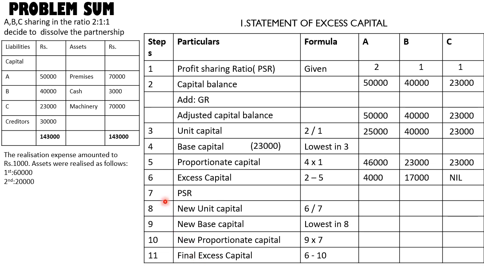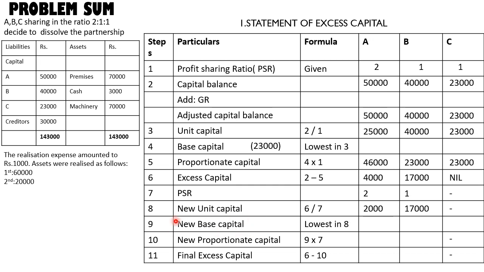Step number 7 is PSR. Now only A and B are available because C is nil. So we'll just note down for A and B. So the ratio is 2:1. For the C column, we'll just note it as nil. New unit capital is step number 6 divided by step number 7. 4,000 divided by 2 is 2,000. 17,000 divided by 1 is 17,000.